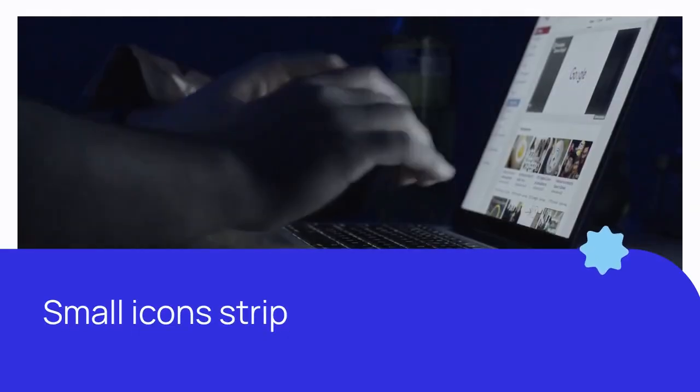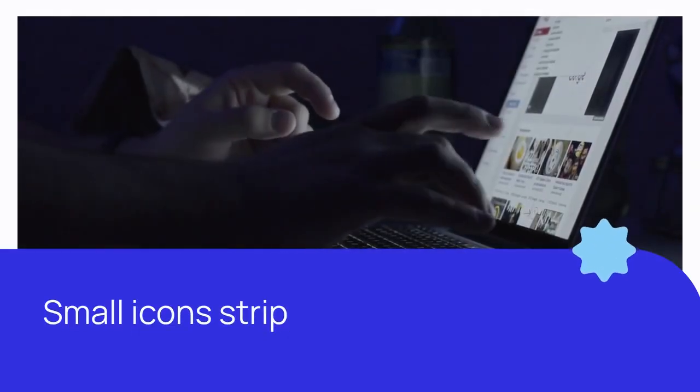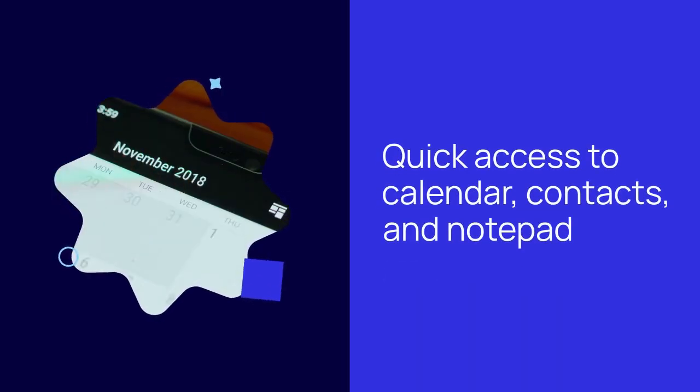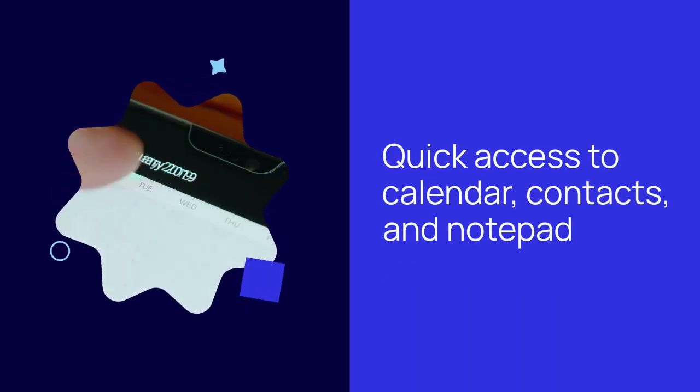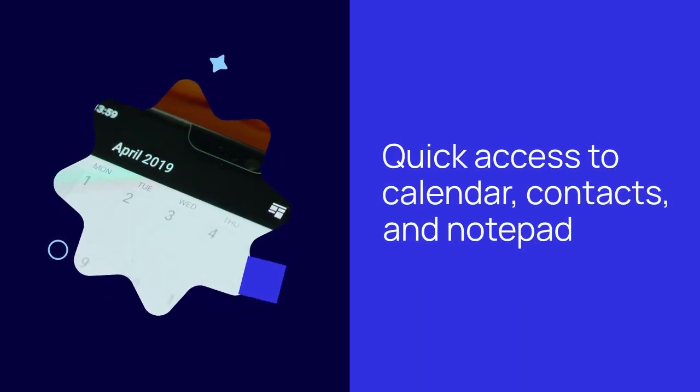On the far right side of the screen, there is a narrow strip with small icons. These icons give you quick access to your calendar, contacts, and notepad without leaving your inbox.